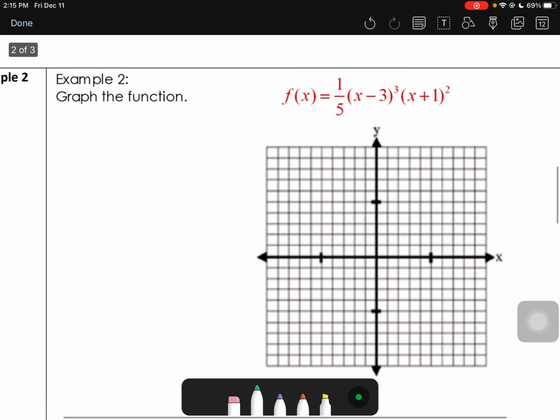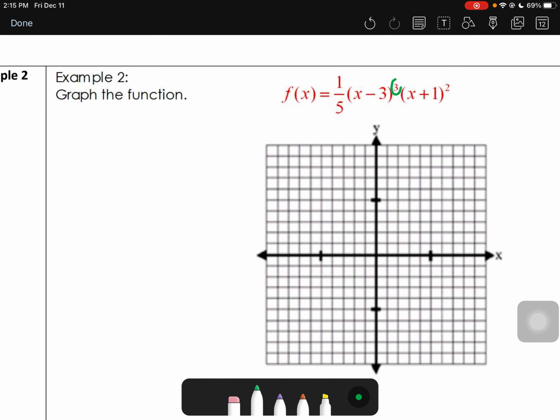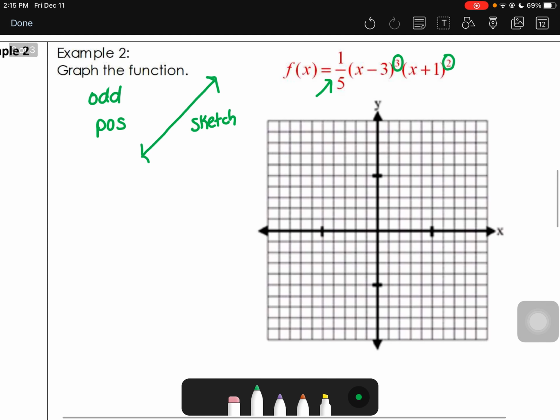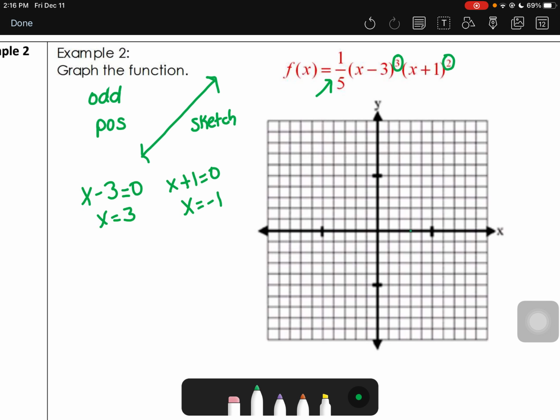So we know that we have a function that is to the 5th power, so this is going to be odd. We know that we have a positive leading coefficient. So an odd function with a positive leading coefficient is going to have this general shape. We have 2 factors, which we're going to set equal to 0, and we're going to find those solutions. So we are at positive 3 and negative 1.